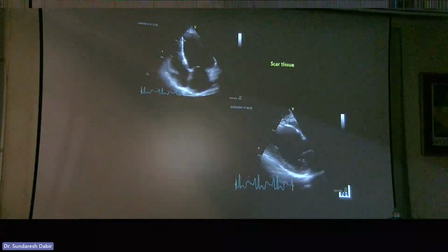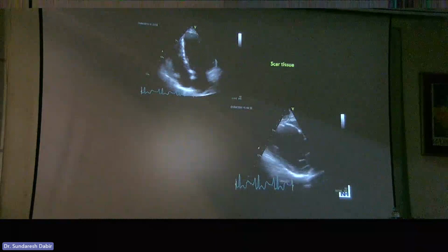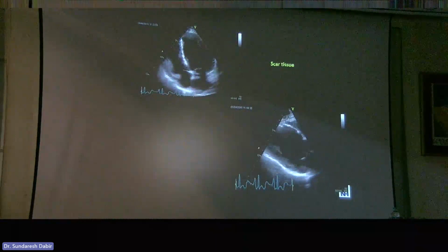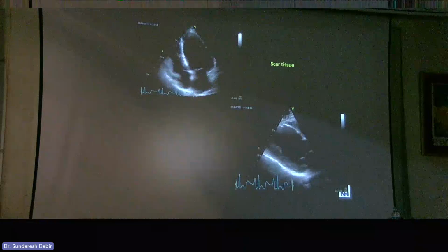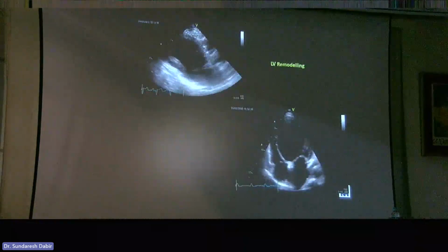Next is scar tissue. A scar tissue is always going to be very bright, as you can see here, the septum in both images. So when you see something like that, it's a scar tissue. So mention that it is scarred over there, and in which wall.